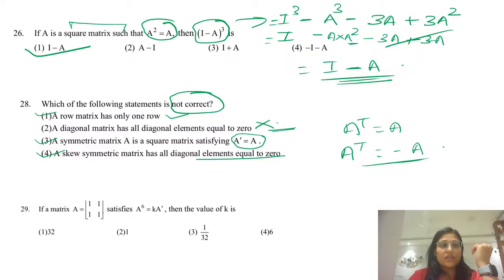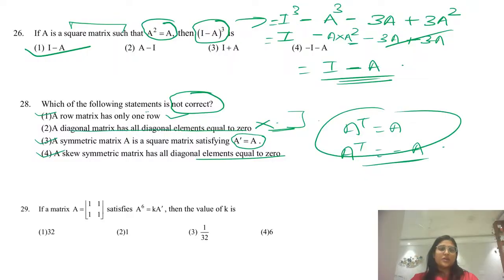So we have to identify the not, so option 2 is the correct answer. It's not necessary that the diagonal element is always 0. No, it's not mandatory, right? It depends on a case to case basis. So this is the wrong option.